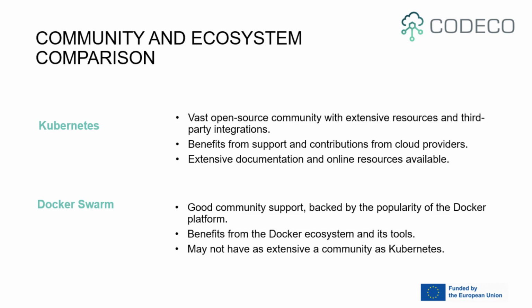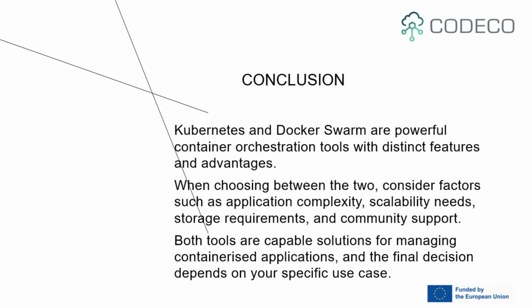In conclusion, both Kubernetes and Docker Swarm are powerful container orchestration tools that offer different features and advantages. Kubernetes excels in scalability, high availability, networking, storage options, and community support. On the other hand, Docker Swarm provides a more simplified and seamless integration with the Docker ecosystem, making it a good choice for users already familiar with Docker.